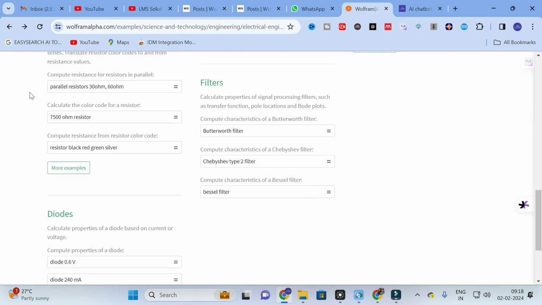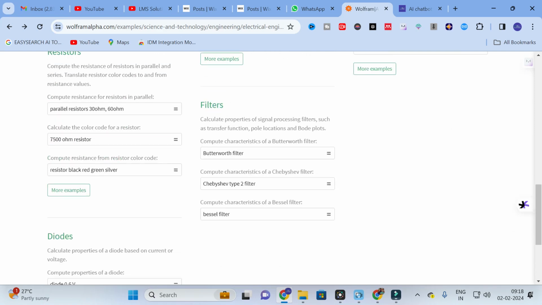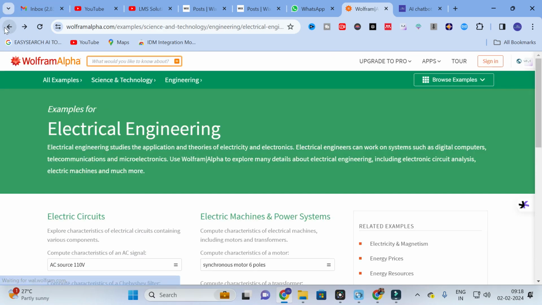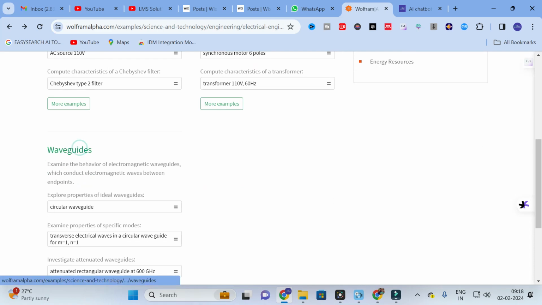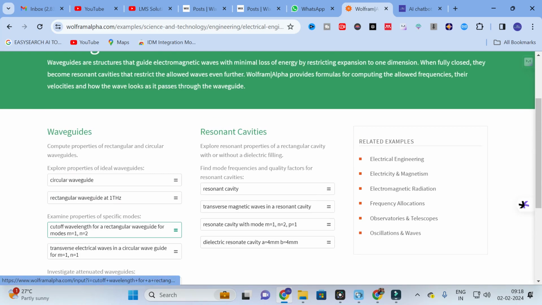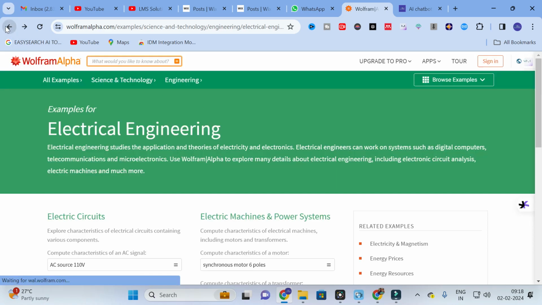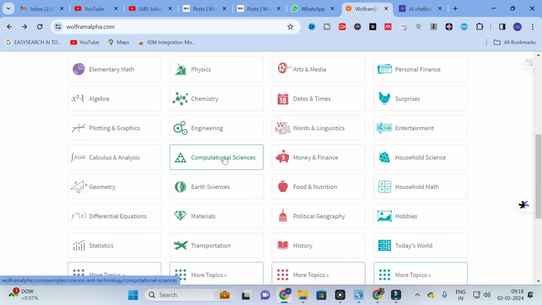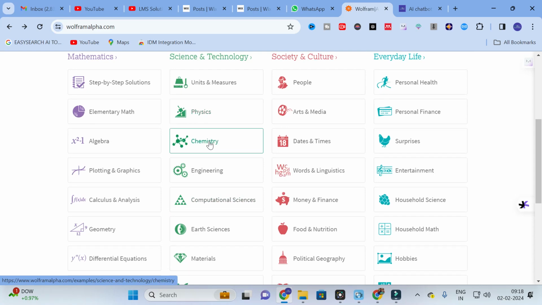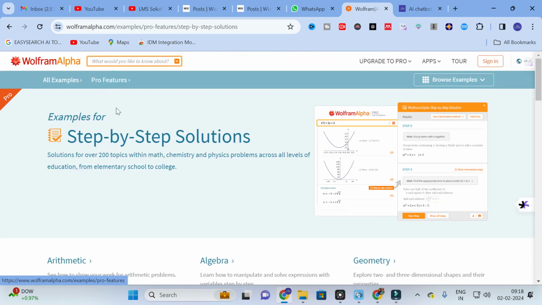So like that you can make use of this option, and also you can see diodes, filters, capacitors. So the designing data will be very helpful for you, and also you can see these waveguides. So just click waveguides. So here you can see waveguides, resonant cavities. So you can select or fix your inductance and capacitance value. So like that you can explore this electrical engineering. So apart from this, you will be having different options like physics, chemistry, etc. So I am going to explore this mathematics.